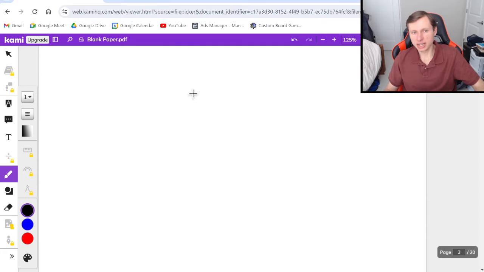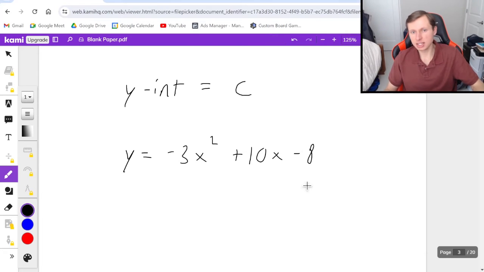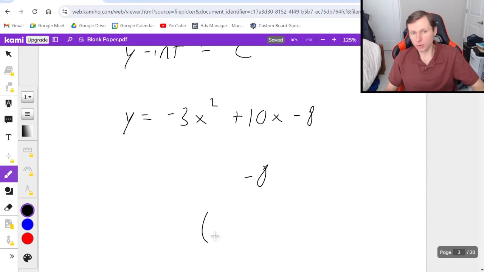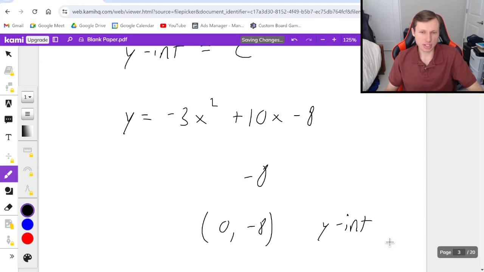And the last thing I'll say is we can easily find the y-intercept to a parabola in standard form because it's just equal to c, whatever the c term is. So again, the same parabola, y equals negative 3x squared plus 10x minus 8. We would say the y-intercept is at negative 8, or if they want you to write it as a coordinate point, you would write 0 comma negative 8. That's the y-intercept. And that's everything I have to say for standard form.